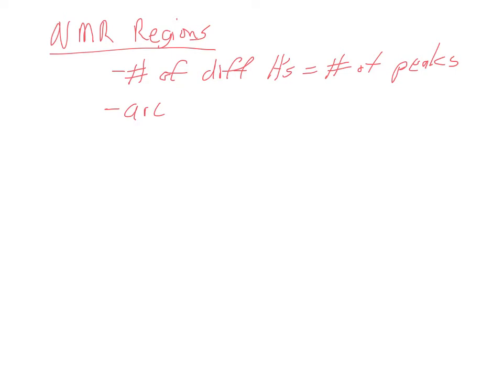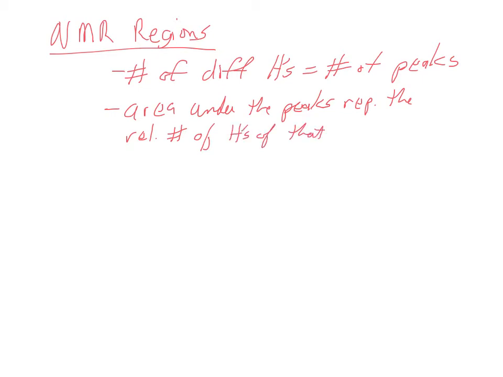The area under the peaks represents the relative number of H's of that type. That means a CH3 would be bigger than a CH2.